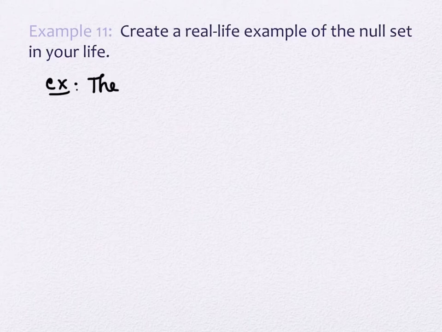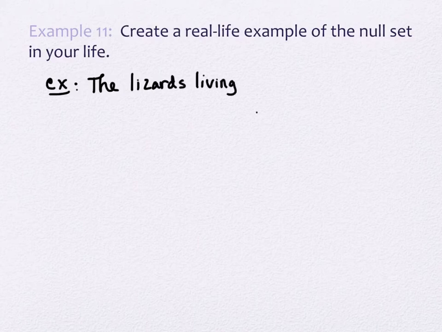We're going to go with lizards today. The lizards living in my house. So if I tell you that's a null set, what does that mean? There are no lizards living in my house. Okay? So I want you to write one down. Write down a null set that applies to your life. Don't use my example, and it doesn't have to look anything like my example.